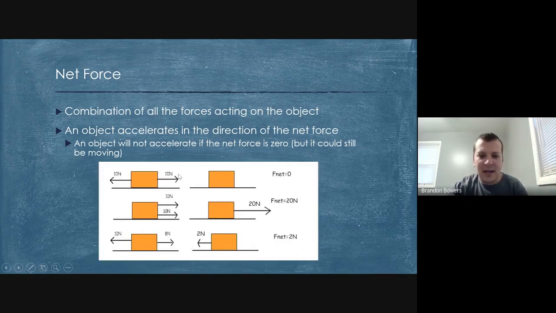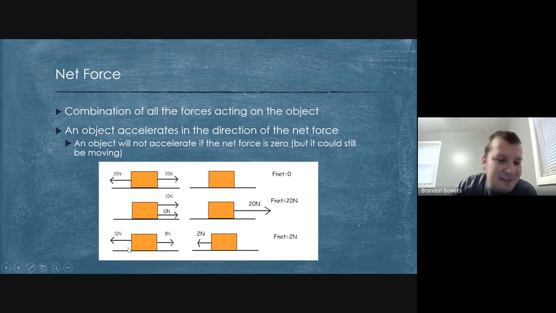So, for example, if we look at this first one, 10 newtons is being pulled to the left, 10 newtons is being pulled to the right. Well, if I combine those two, 10 to the left, 10 to the right, my net force is 0. If I look down here, two people are pulling on a box. So 10 newtons pulling here, 10 newtons pulling here. My net force is 20 newtons going to the right, because I would combine those two, and there's nothing pulling to the left.